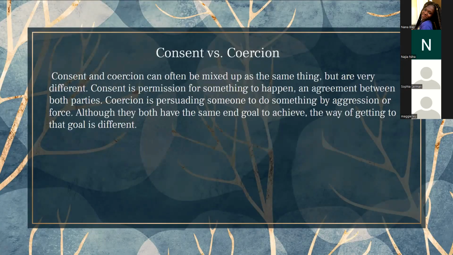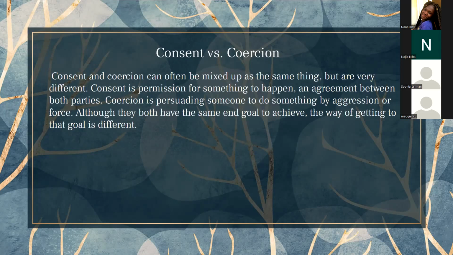And once again, it's important to define consent versus coercion. Consent and coercion could be mixed up as the same thing, but they're very different. Consent is permission for something to happen, and it's an agreement between the two people who happen to be doing the action. This consent needs to be explicitly shared. Consent is something that you need verbal confirmation for, complete understanding between the two parties. This is not something you have uncertainty about. For example, if your partner says yes, but they change their mind later about what you are doing, that means they remove their consent because they are no longer sure and they don't want this thing to happen anymore.